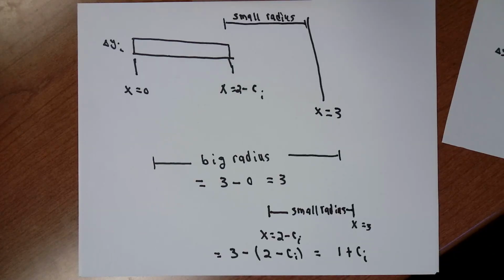Using our ideas about the length of an interval being the rightmost number minus the leftmost number, the small radius must be 3 minus the quantity 2 minus c_i, which reduces to 1 plus c_i. So we now know what the big radius and what the small radius is. We can write down our recipe.